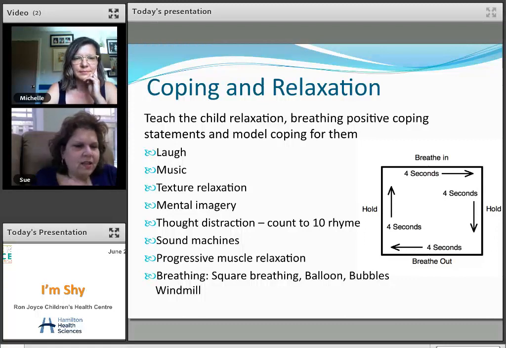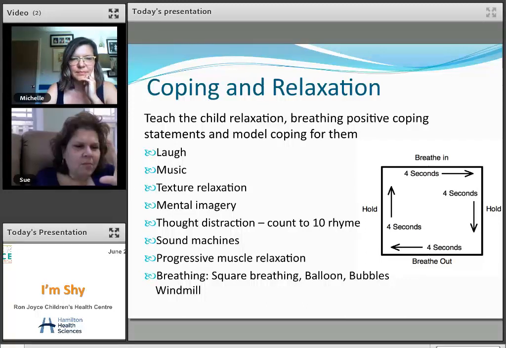Thought distraction is doing anything to distract your thinking, because you cannot do two things at the same time. You can't be thinking about what's making you feel anxious and worried or fearful and be trying to do something that's going to distract you at the same time. So counting rhymes, the one bun, two shoe, three tree kind of thing, counting backwards, five things that I smell, five things that I see. You can come up with all kinds of different I spy with my little eye, all kinds of different distraction techniques. Sound machines, progressive muscle relaxation.